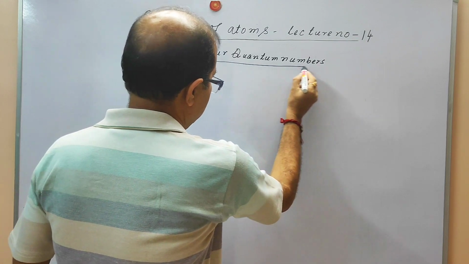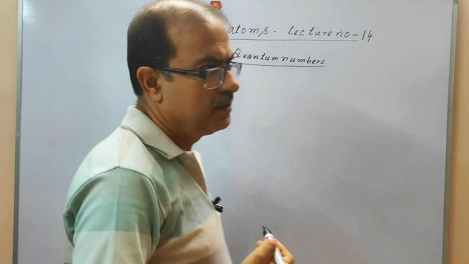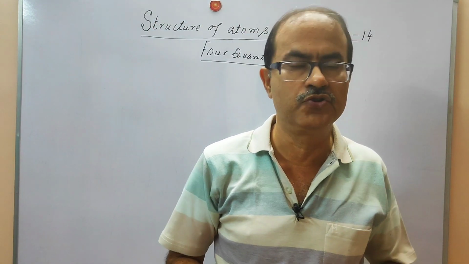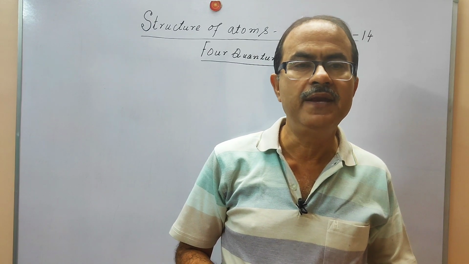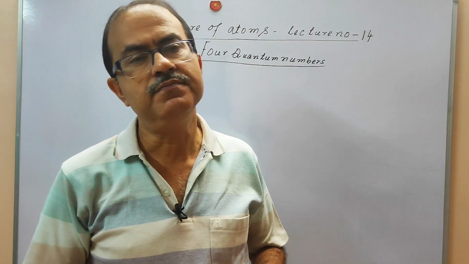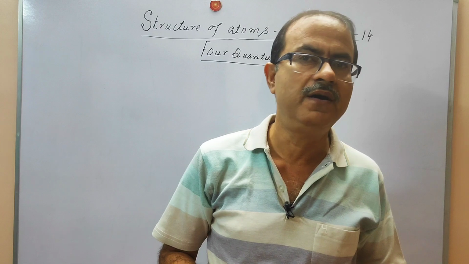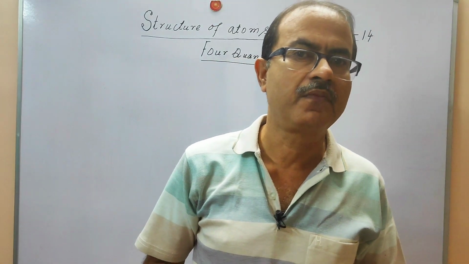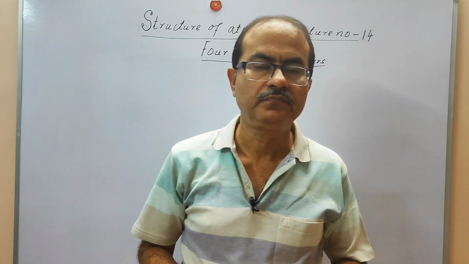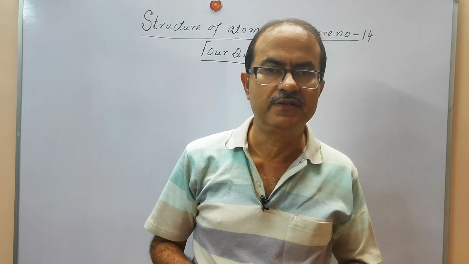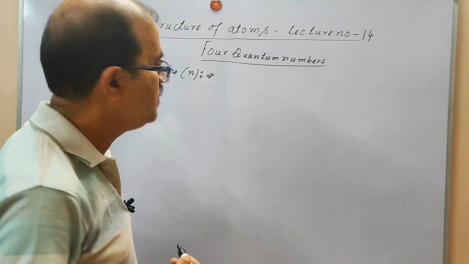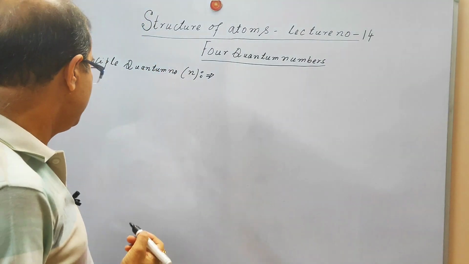Three of the four quantum numbers came out from the solution of the Schrödinger wave equation, and the remaining one comes afterwards from the scientists' observations on the line spectra of the atoms. So the first one is the principal quantum number. The principal quantum number is represented by the small n.